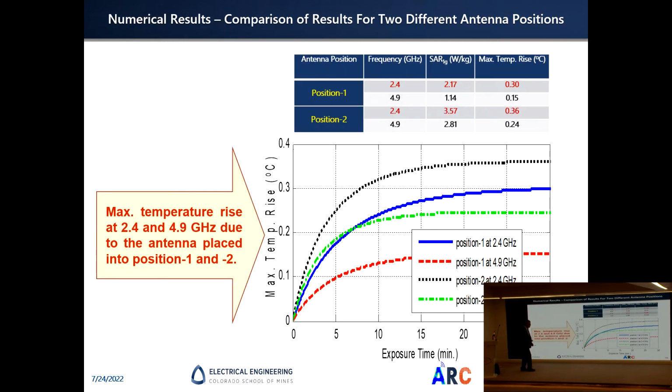So in terms of maximum temperature rise, you can see that position 2 with 2.4 gigahertz has the maximum temperature rise, about 0.35 centigrade. Next to it is the same in position 1 at 2.4, and obviously at 4.9, which is a higher frequency, the maximum temperature rises are going to be here and here.